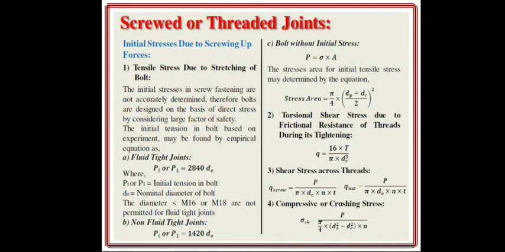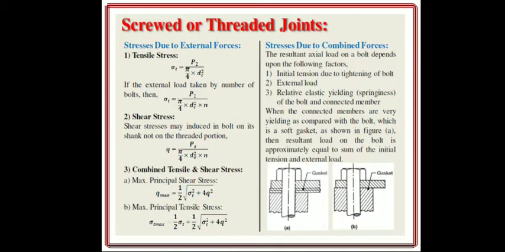Now sigma c, for compressive or crushing stress, is equal to P upon pi by 4 into (d0 square minus dc square) into n. Now the stresses due to the external forces. The first one is the tensile stress, denoted by sigma t, which is equal to P2 divided by pi by 4 dc square. If the external load is taken by a number of bolts, then you need to multiply that denominator by n, where n is the number of bolts. So the formula becomes sigma t is equal to P2 upon pi by 4 dc square into n.